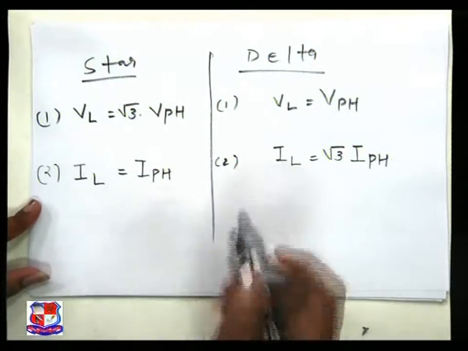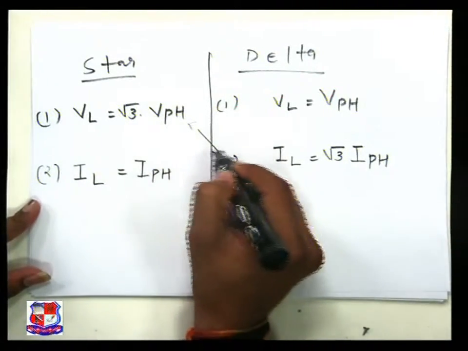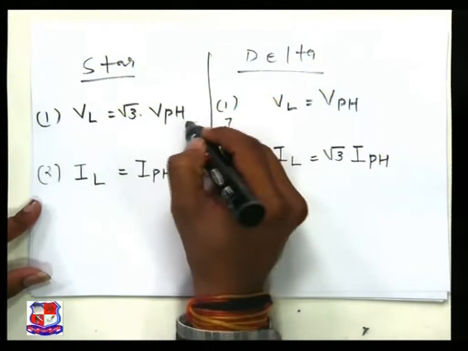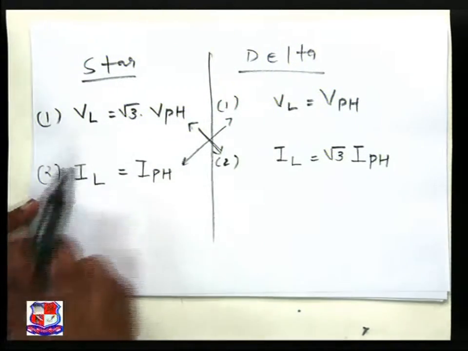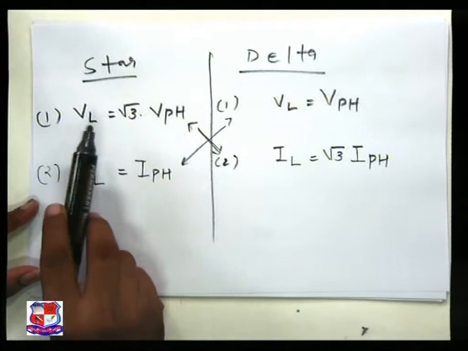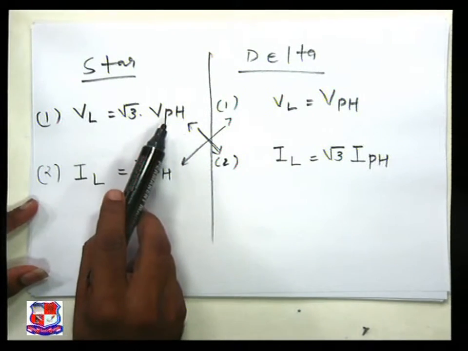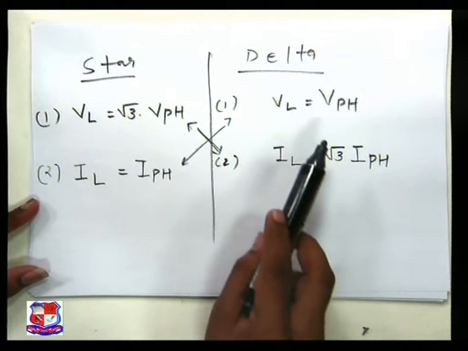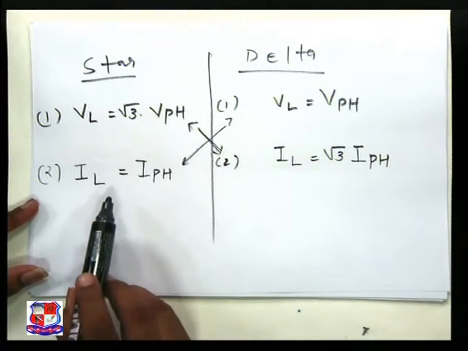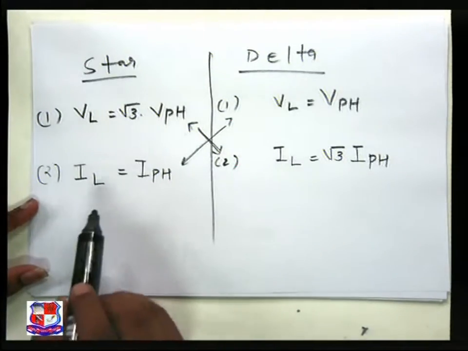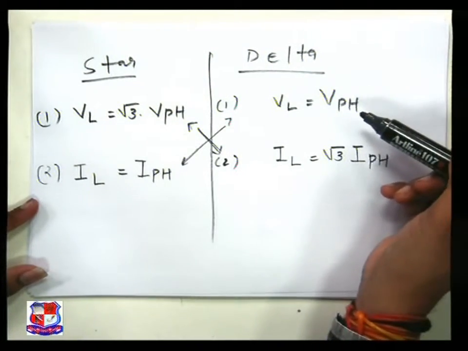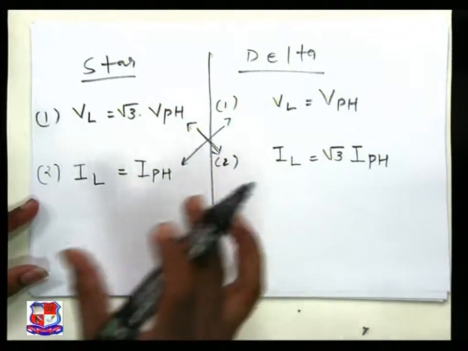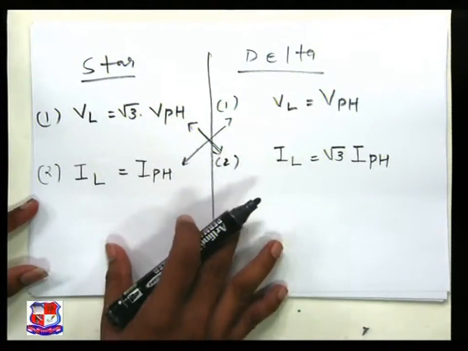So you can observe that they are cross connected with each other. Whatever the value of line voltage and phase voltage in star connection, that becomes your line current and phase current in delta connection, and whatever the value of your line current and phase current in a star form, that becomes your line voltage and phase voltage in a delta connection. So remember this thing in your exam.